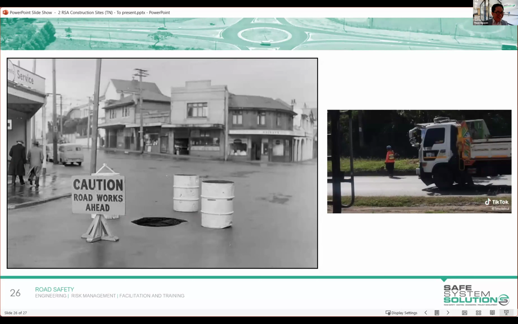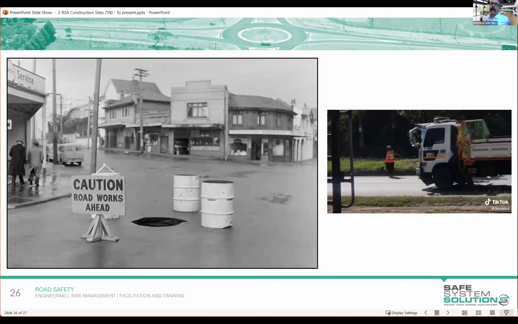Nicholas, not sure what's worse there. And that one on the left there, the caution road works ahead. I assume that was one of your construction sites from your time at Wyndham City Council there, Tuan, back in the day. That's right.